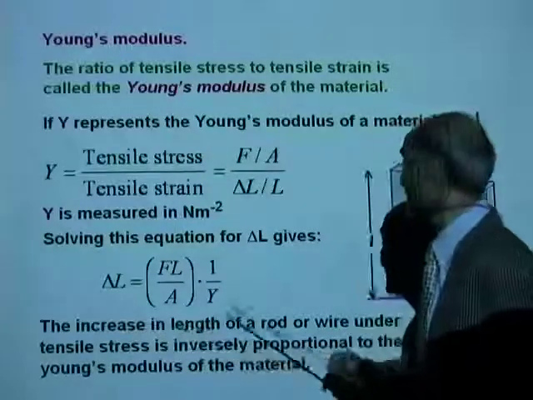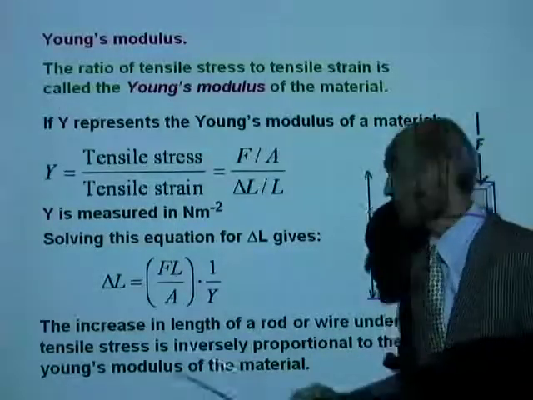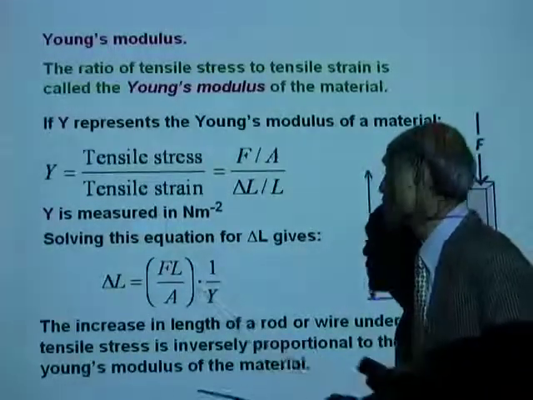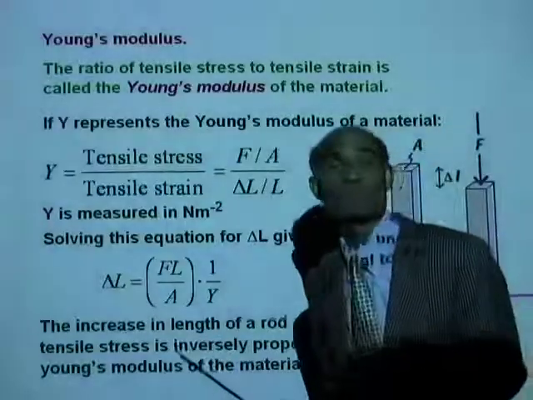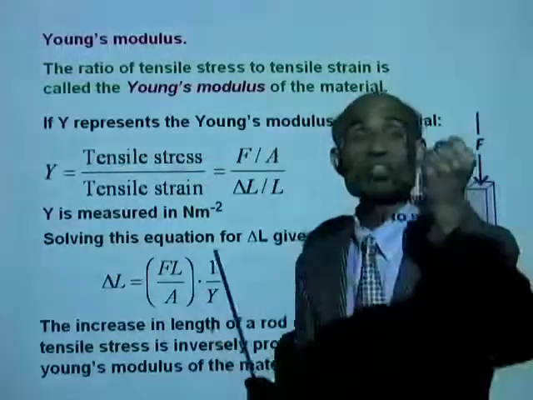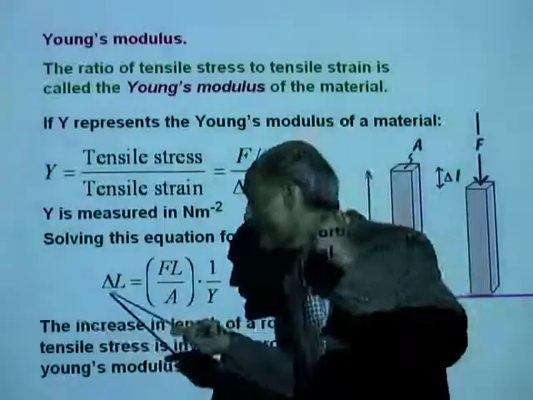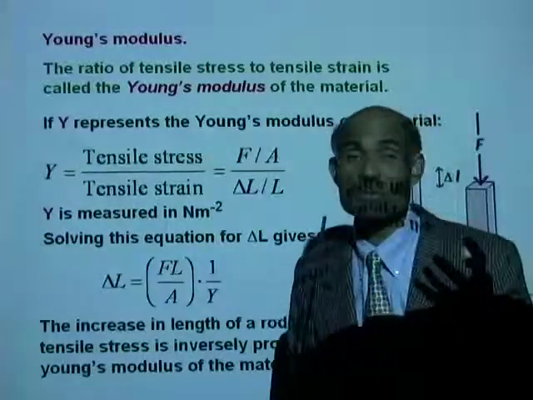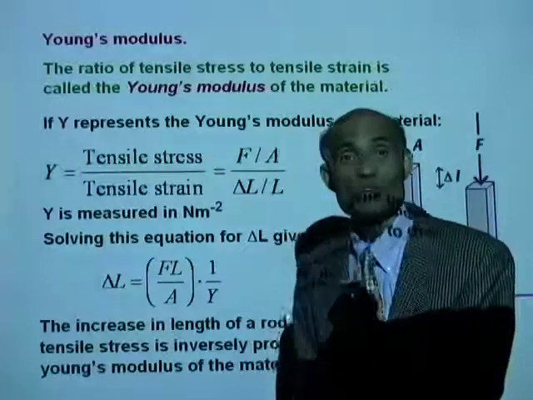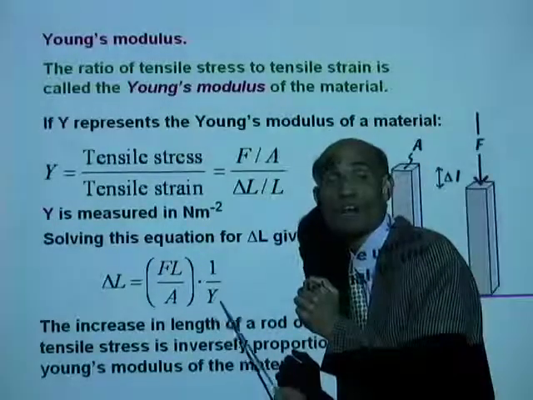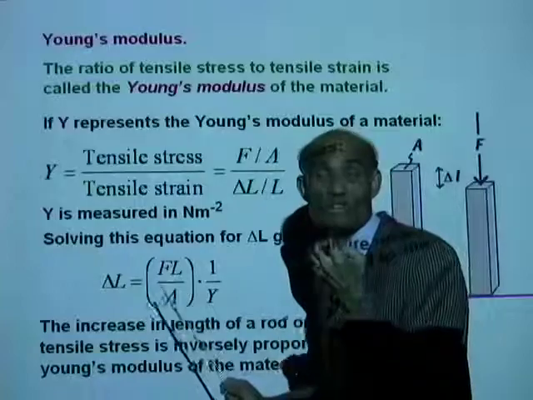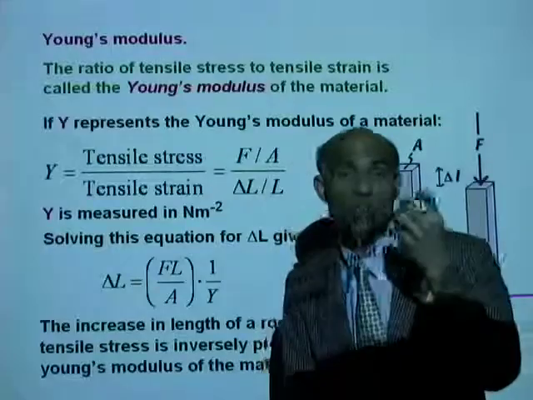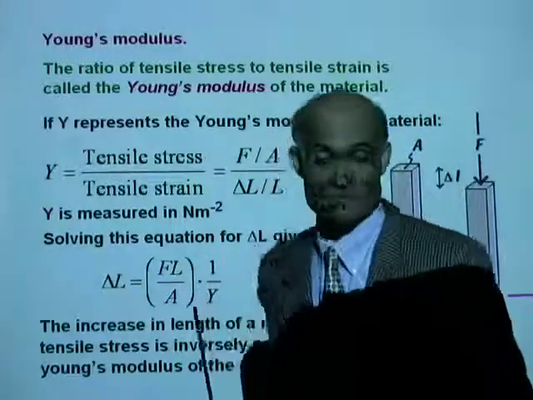So the increase in length of a rod or wire under tensile stress is inversely proportional to the Young's modulus of the material. That means greater the Young's modulus, less will be the deformation. So if you want to use a material for hard construction, you need a material of very large Y value, a very large Young's modulus, so that under the action of great stress, the deformation will be very, very small.